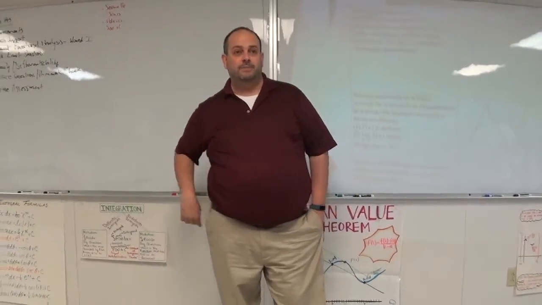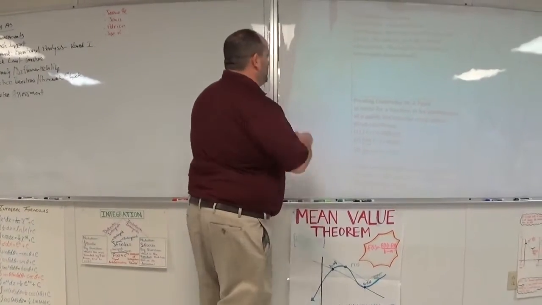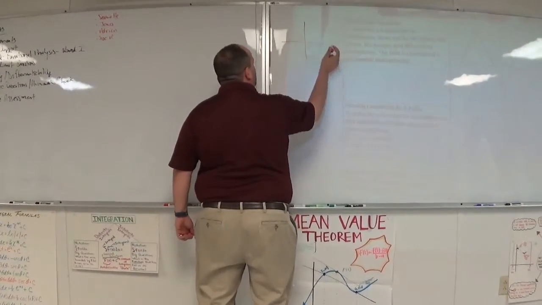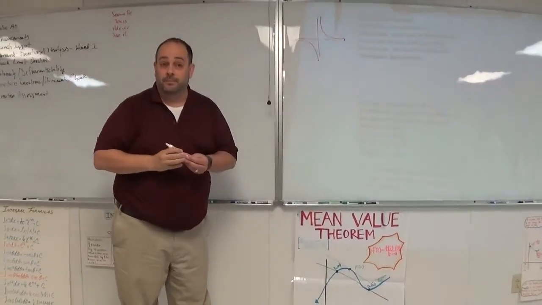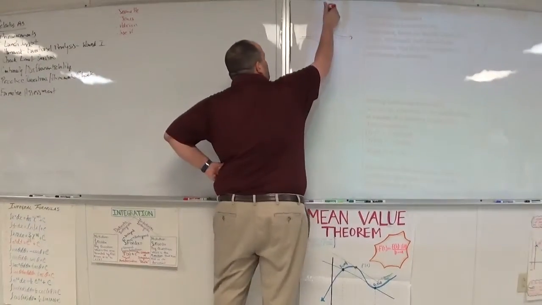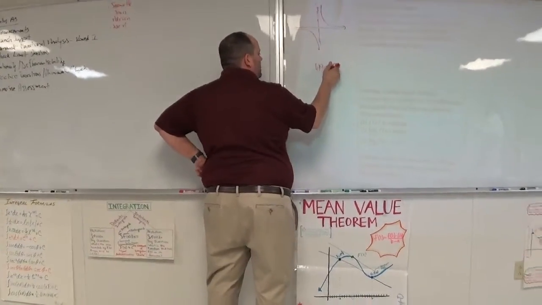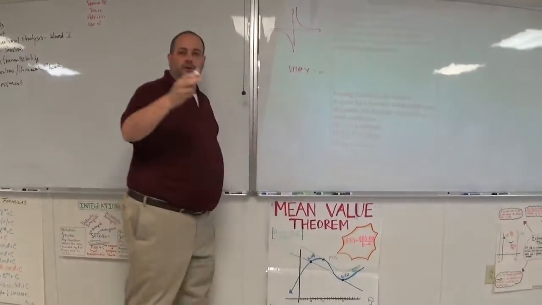What's it called? What's the type of discontinuity? Not a jump. And no, I will not jump for you. Oh, vertical. No. Right, y equals 1 over x. What's the problem? It's got a vertical asymptote at x equals 0. Okay, nice job.